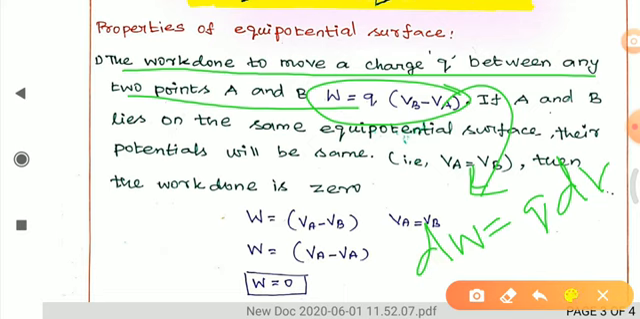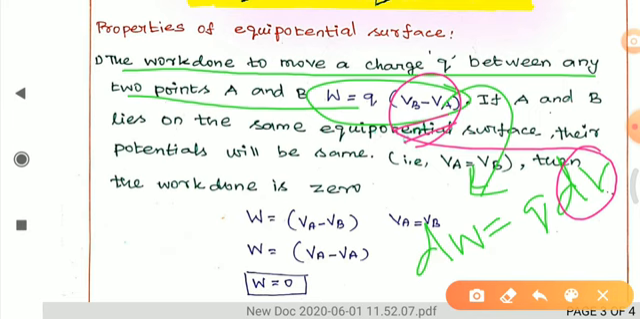What is meant by dV? dV is nothing but change in potential or difference of potential. For that only I wrote here dV. Difference means subtraction. The smaller quantity can be subtracted from the greater quantity. So I told clearly it may be VB minus VA or VA minus VB.